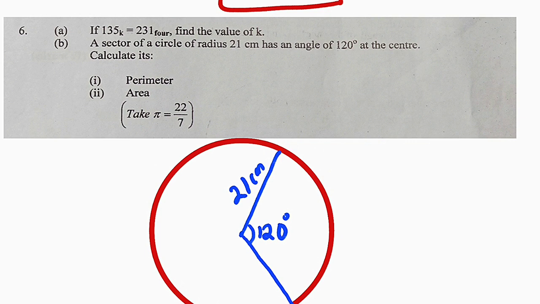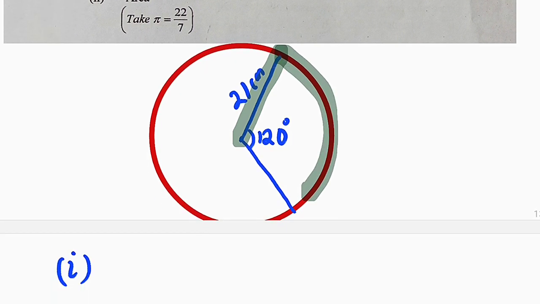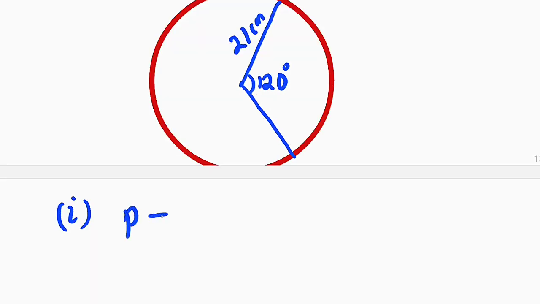Of this sector. The perimeter is what? The distance around a given figure. So we need this length, and this length. So we have two radii and an arc. P, which is for the perimeter, equal to 2 radii plus the length of arc. So we need to find the length of the arc.